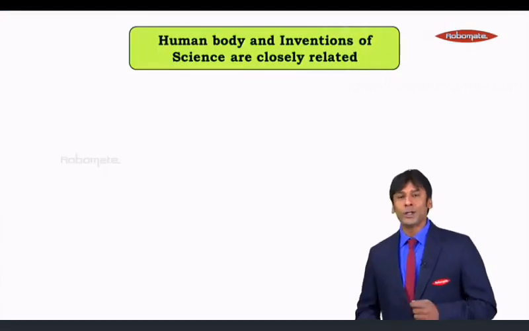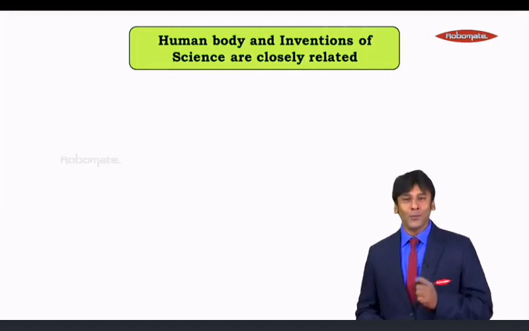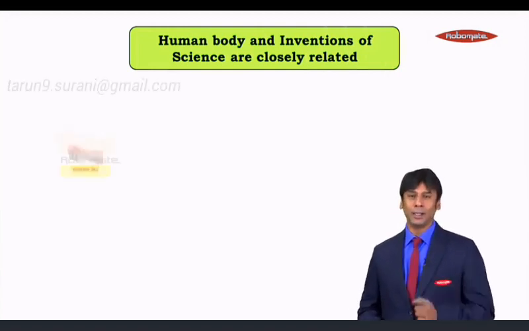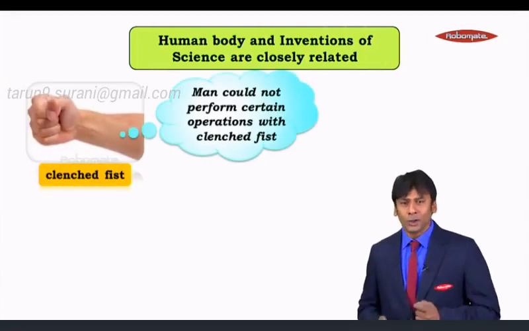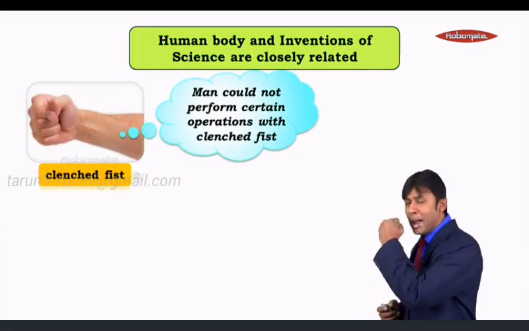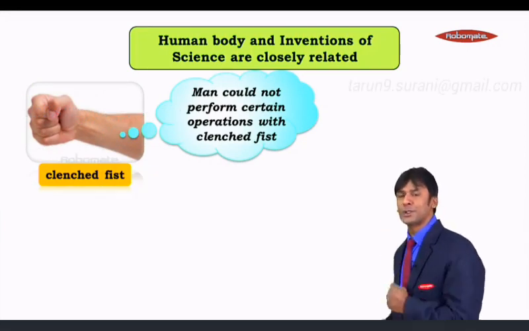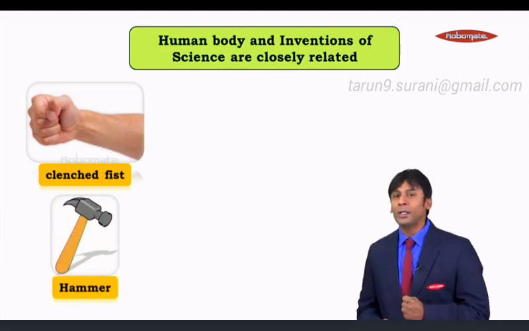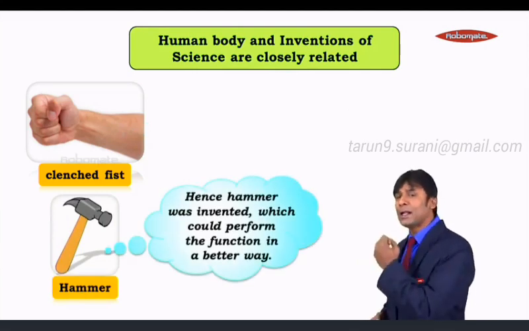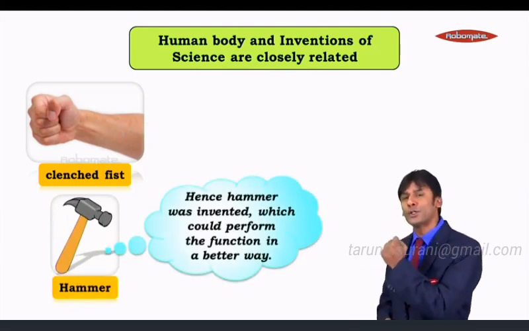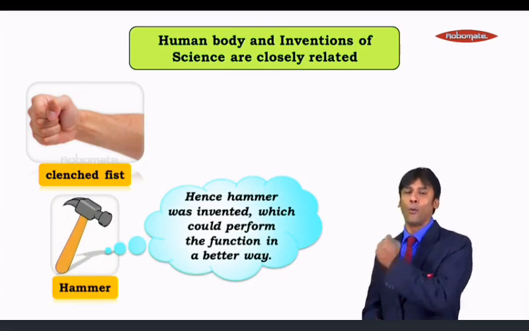Firstly, students, we need to understand that human body and inventions of science are closely related. Let's understand how. Generally, if you go to see a clenched fist, man could not perform certain operations with a clenched fist. So what man did? He discovered a hammer. So what exactly is a hammer? Hammer is something which can do the function of a clenched fist in a better way.